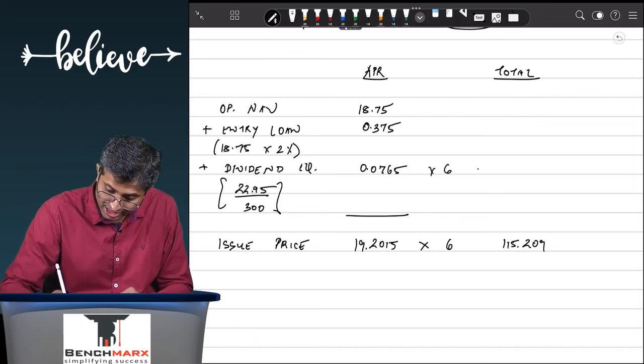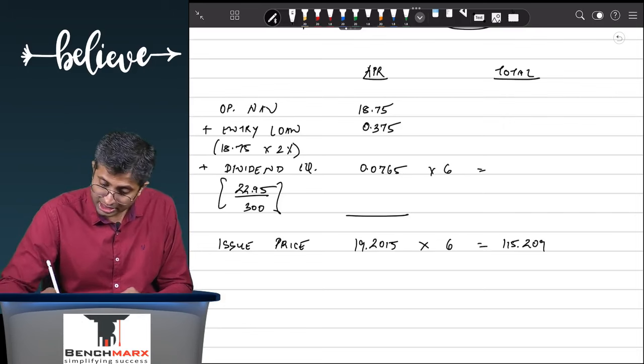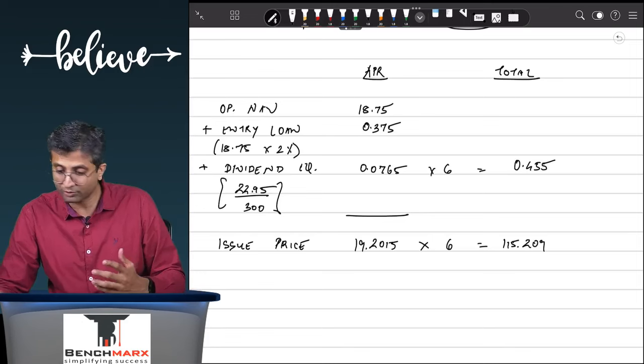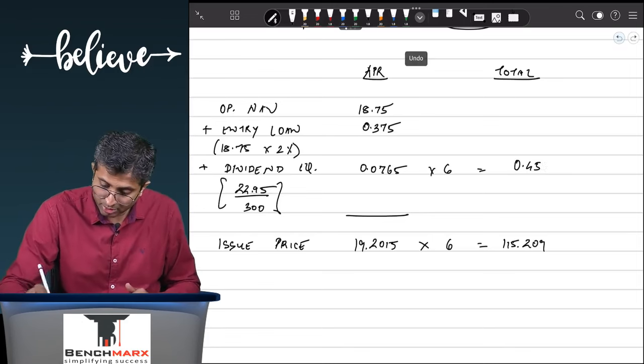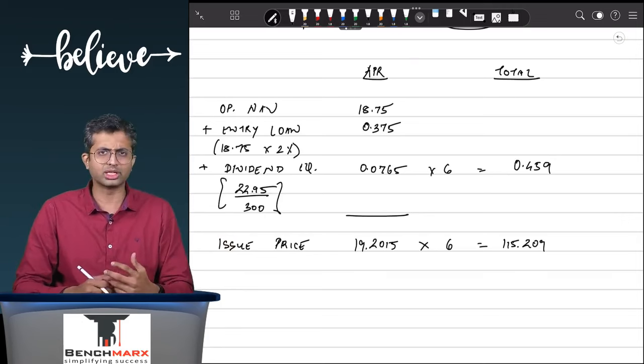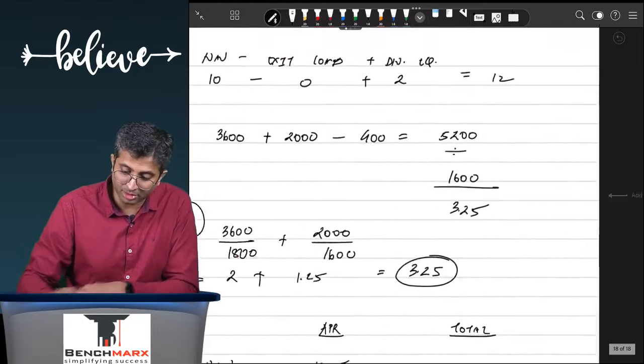0.0765 into 6 is 0.459, which is attributable to dividend equalization. Obviously, the other amount is attributable to other increase in net assets. Similarly, a similar working will have to be done for the month of May.